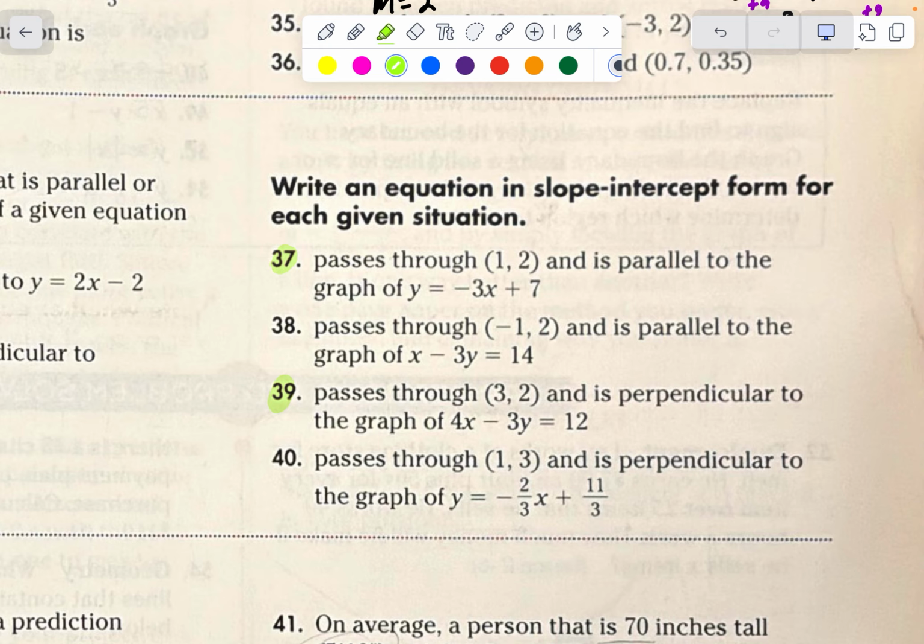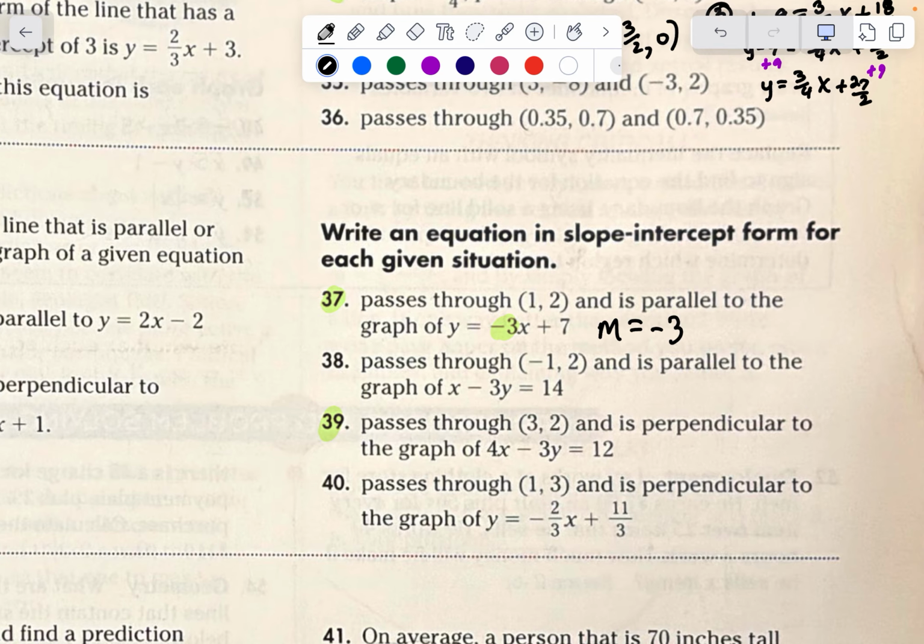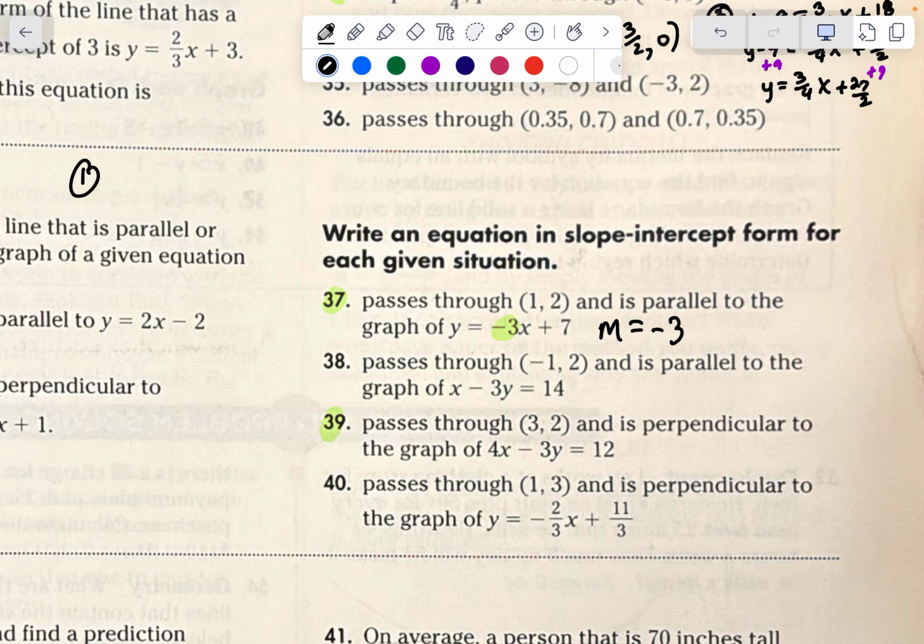Okay, let's start with 37. It says we want to write an equation in slope-intercept form for a line that passes through (1, 2) that is parallel. What do we know about lines that are parallel? Same slope. So they've just said the slope you're using is -3. Because remember, we're still going to do the 3 steps. Step number 1, find our slope. We found it. It's -3.